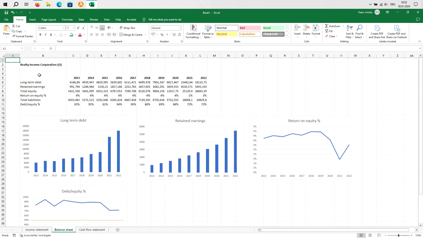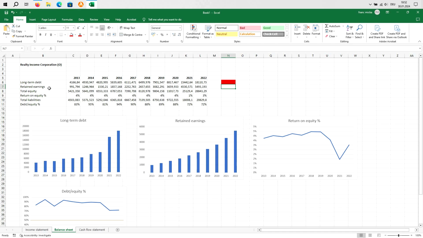And then we go further to the balance sheet. Here we have 6 topics that we will analyze: long-term debt, retained earnings, total equity, return on equity, total liabilities, and debt to equity in percentage. And here I use the most important graphics. So basically long-term debt is growing, which is a very bad sign, so this is a red flag.